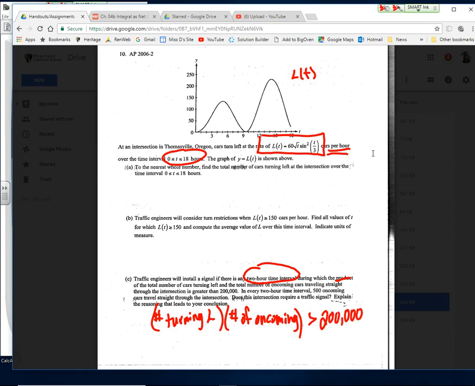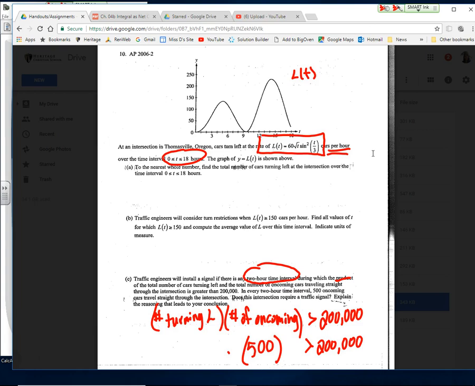Now we're like, okay, well hold on. How do we figure out how to mathematically express these two? At every 2-hour time interval, 500 oncoming cars travel straight through. So I can go ahead and make this 500 right now. I'm just trying to see, can I find a 2-hour time interval where the number of cars turning left times 500 is greater than 200,000? Well, if this is the rate at which the cars are turning left, right now I could do 0 to 2, or 1 to 3, or 2 to 4, or 3 to 5.